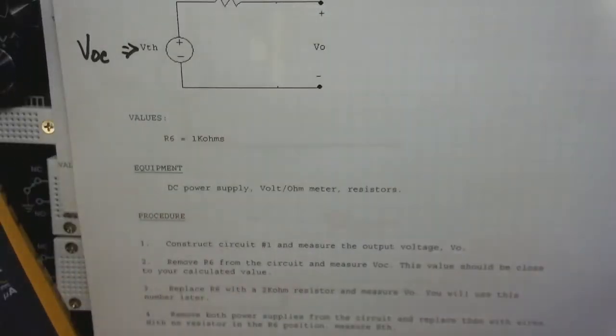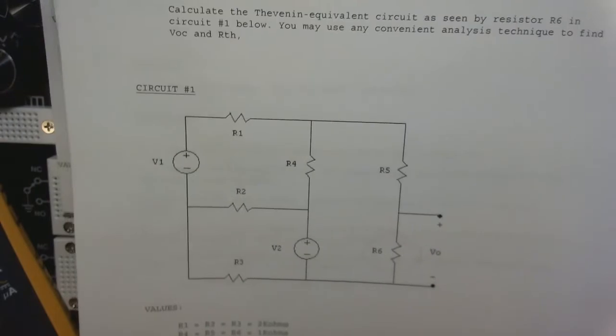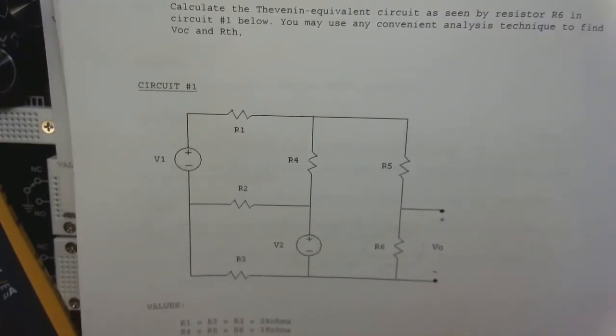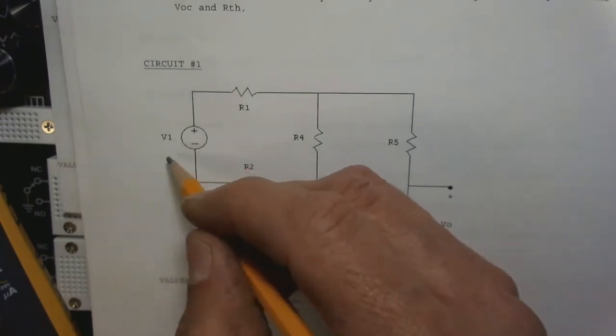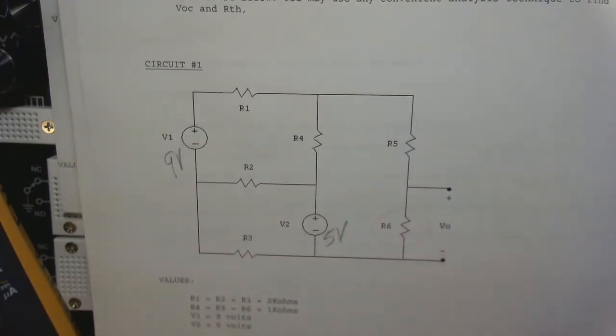Well, I'm assuming that you're back with us. You've got your open circuit voltage, your R Thevenin. This circuit actually is a different circuit for us in some regards, in that it has two sources. It's the first circuit that we've dealt with that has two sources. This V1 here is 9 volts, and this is 5 volts.